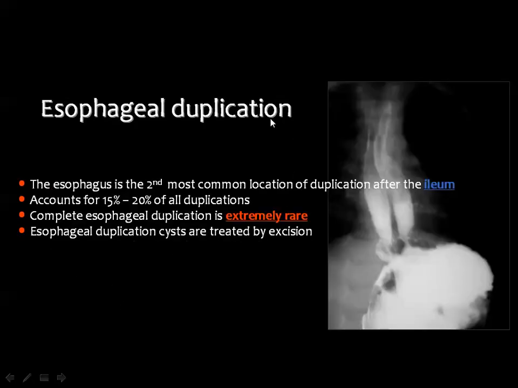You know that complete duplication of the esophagus is considered, according to the literature, one of the extremely rare conditions. And this is a case where you can see that there is complete duplication of the esophagus. We have two lumens and both are opacified with barium and both are connected to the stomach. The esophagus is considered the second most common location for duplication after the ileum. The esophageal duplication accounts for about 20% of all GI duplications.